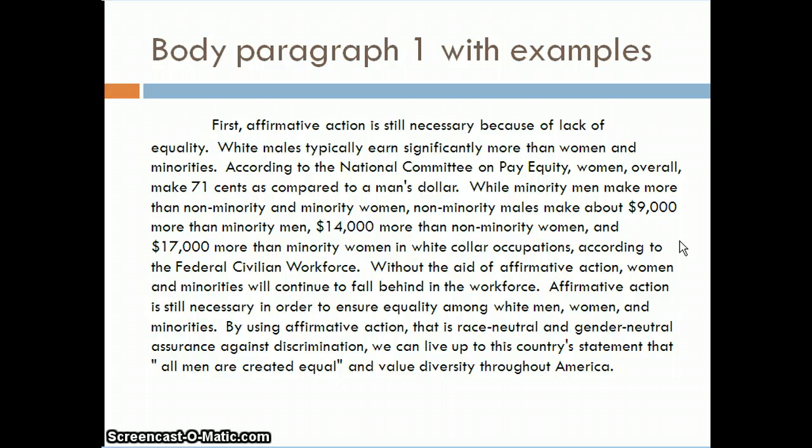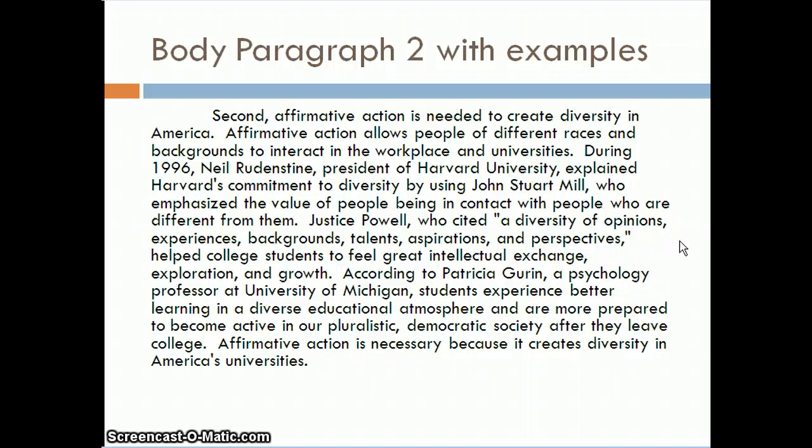So next, we're going to move on to look at the second body paragraph that has additional support for the thesis. Second, affirmative action is needed to create diversity in America. Affirmative action allows people of different races and backgrounds to interact in the workplace and universities.